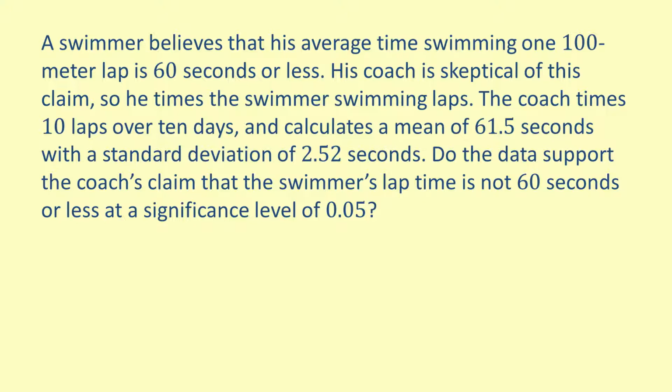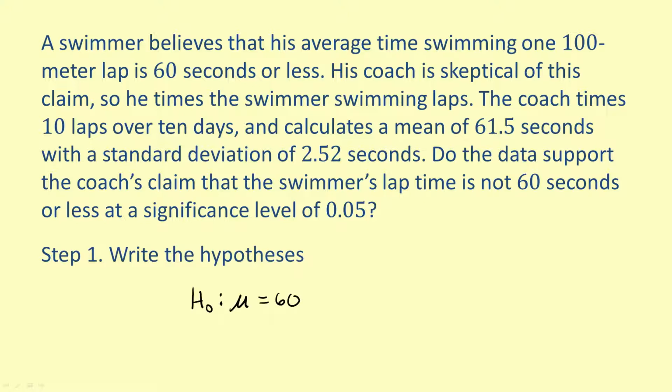The first step is to construct the hypotheses. The null hypothesis is always a statement that the mean has a particular value. In this case, the null hypothesis is that the mean equals 60 seconds. To test the coach's claim, we use the alternative hypothesis that the mean is greater than 60 seconds. So, this is a right-tailed test.